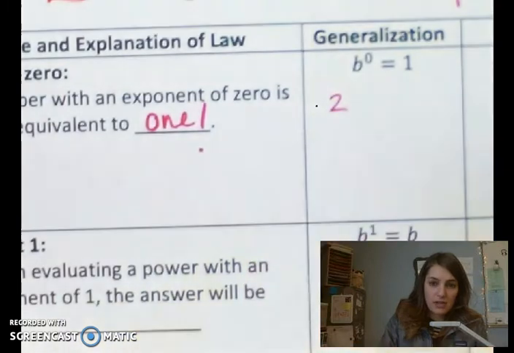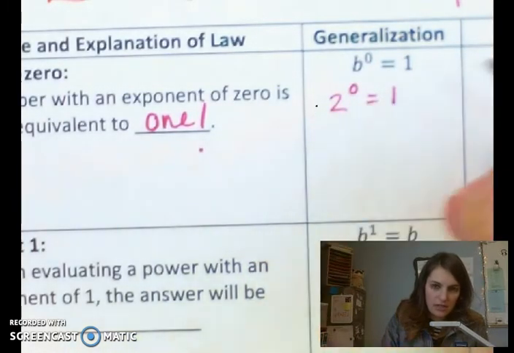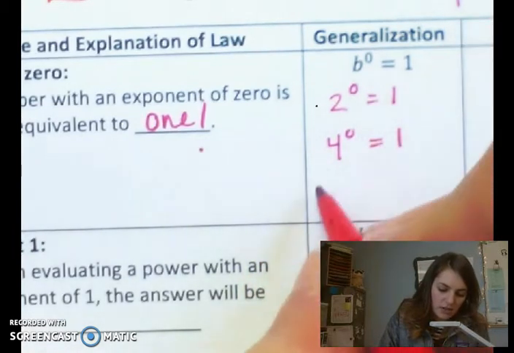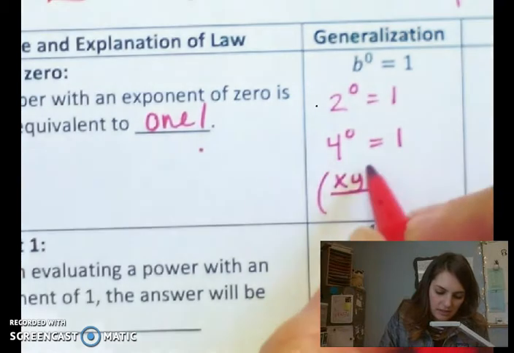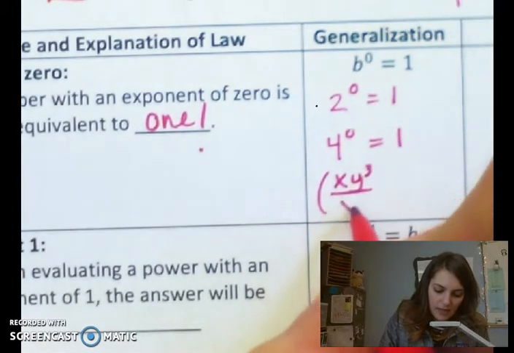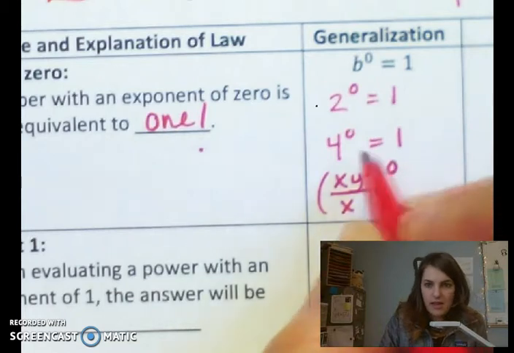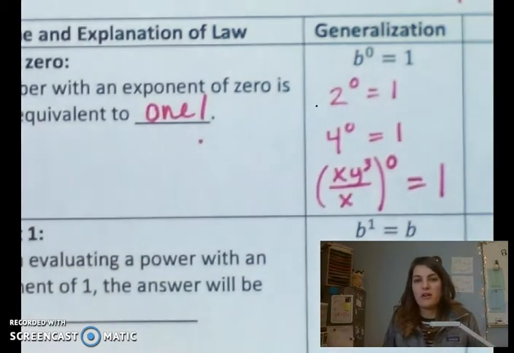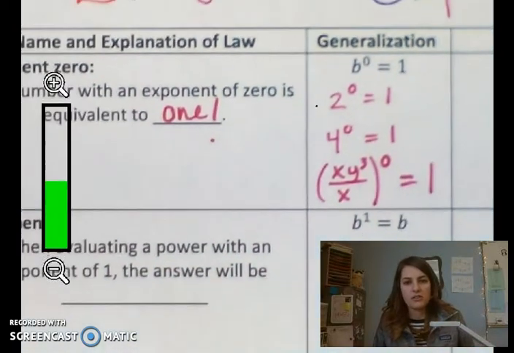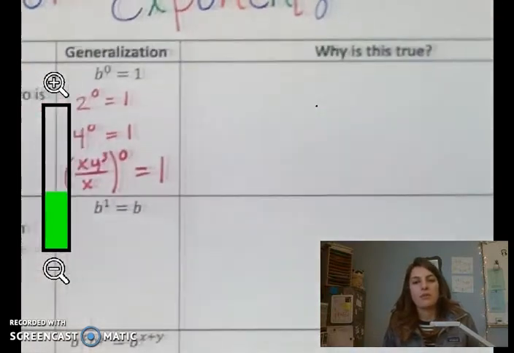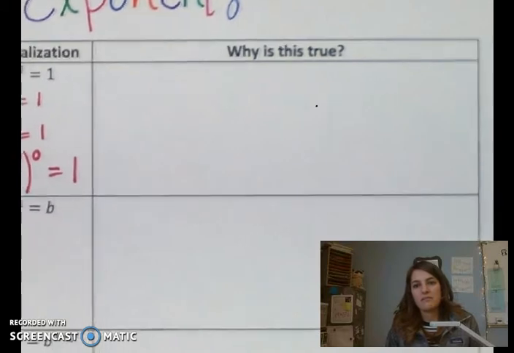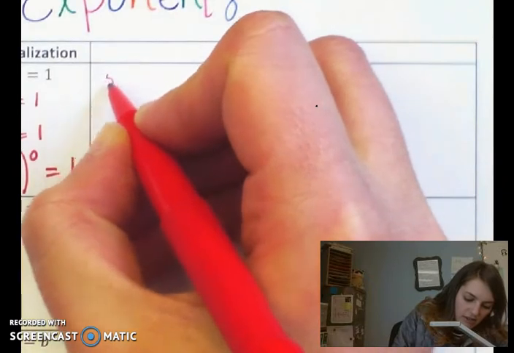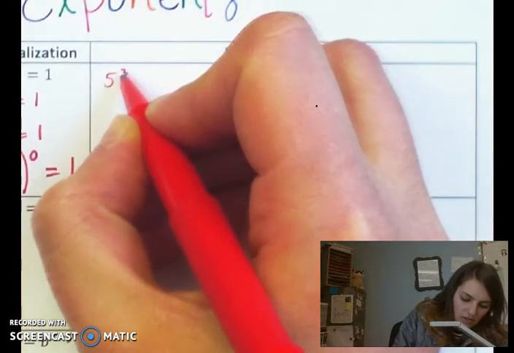But it's true. If you put in your calculator 2 to the 0 is actually equal to 1. 4 to the 0 is equal to 1. You could have a million things in parentheses, and if you raise any mess to the 0, it's just going to equal 1. So let's talk about why this is true, and then we can also talk about what does it mean to have an exponent. So let's start with something that we know, which is 5 to the 3rd.